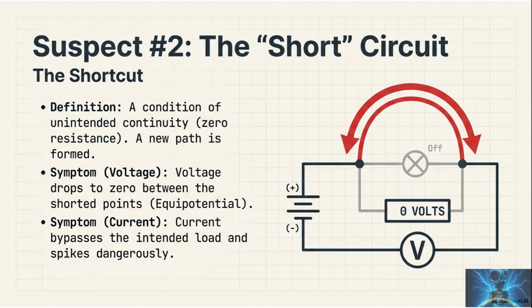A short circuit is unintended continuity, a new path with near 0 resistance. Symptom in voltage: voltage between the shorted points collapses toward 0 volts because they become equipotential. Symptom in current: current can spike dangerously because the intended load is bypassed. In real systems, a short might not be perfectly 0 resistance. It can be partial, intermittent, wet contamination, insulation breakdown, or a strand touching ground. The diagnostic move is the same. Identify where voltage disappears unexpectedly and where current is bypassing the intended path.